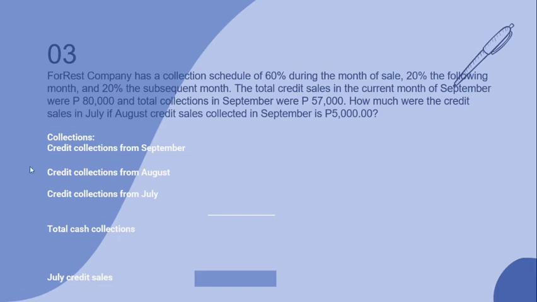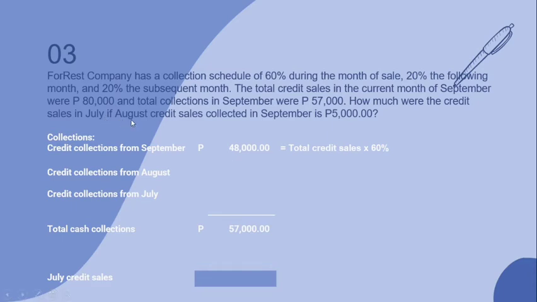So, ang total credit sales nato in the current month of September is 80,000. So 80,000, but not the total 80,000 ang atong na-collect karong September. Kay, di ba, ang iyang collection schedule is 60% during the month of sale. So 80,000 times 60%, 48,000 ang atong credit collections from September. Unya given di ay ang atong total cash collections in September, kaning 57,000. So tanang na-collect nimo in September gikan sa credit collections on September, August and July is 57,000. So ang credit collections from September is 48,000.